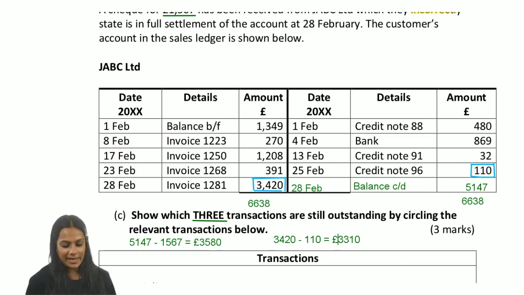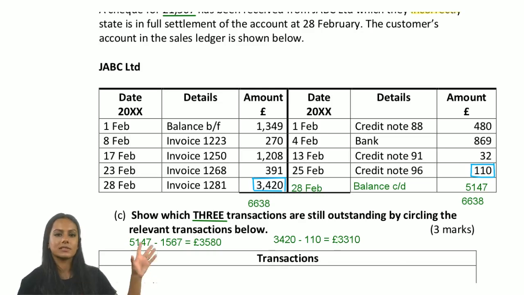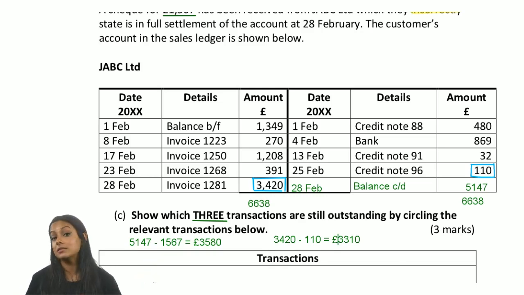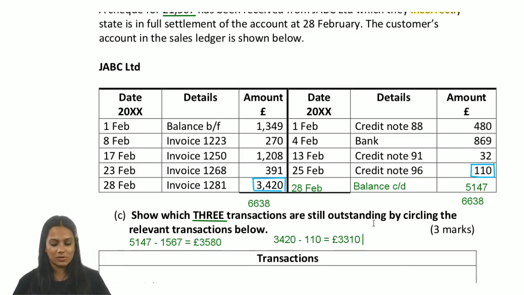If they haven't yet paid us for 3420, it means they still owe us 3420. And if they haven't acknowledged the receipt of this credit note, it means, according to us, they owe us £110 less, which means the net amount at this point is 3310. So, according to our calculations, they owe us that much, but the 3580 is the amount outstanding after 1567, and the net figure that they owe us is 270.